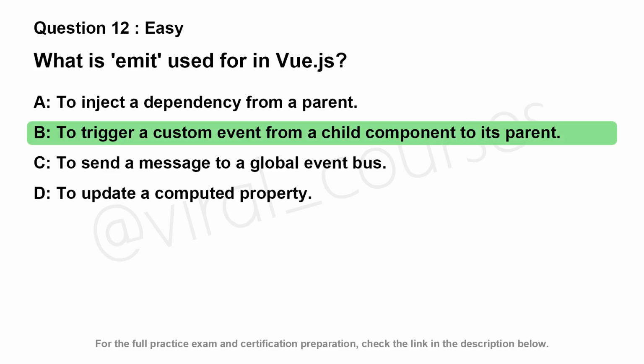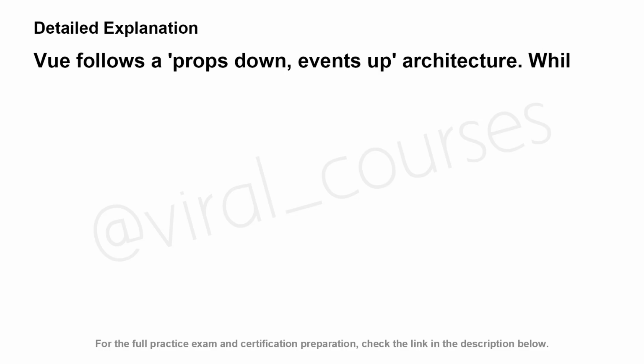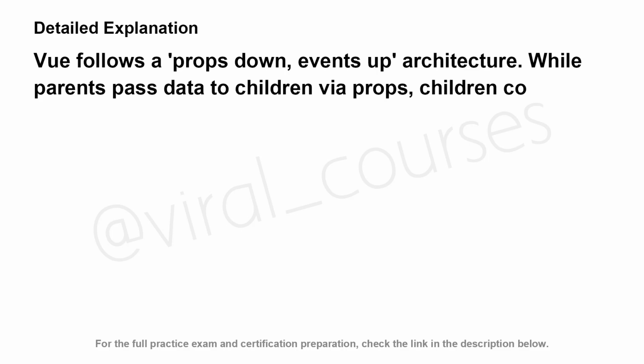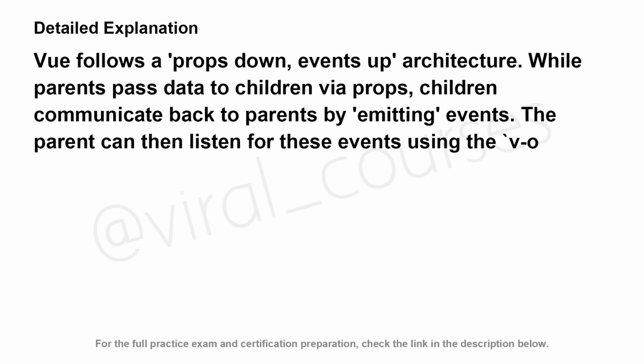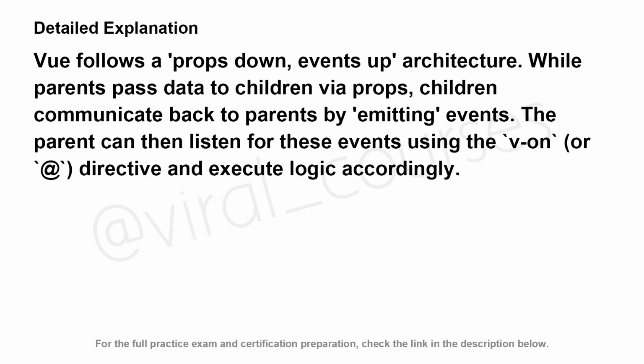The correct answer is B. Vue follows a props down, events up architecture. While parents pass data to children via props, children communicate back to parents by emitting events. The parent can then listen for these events using the v-on or @ directive and execute logic accordingly.